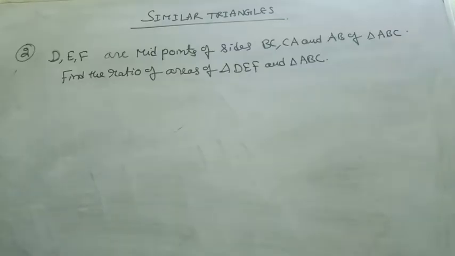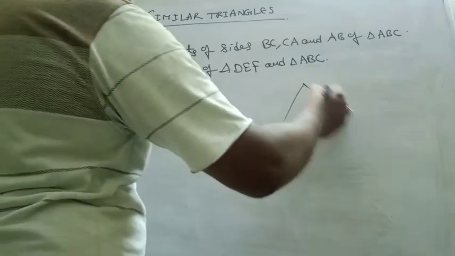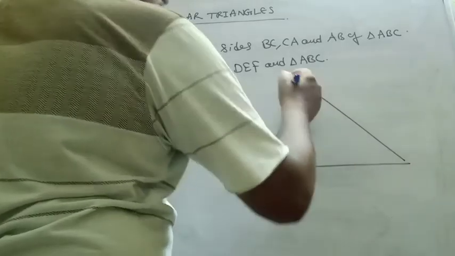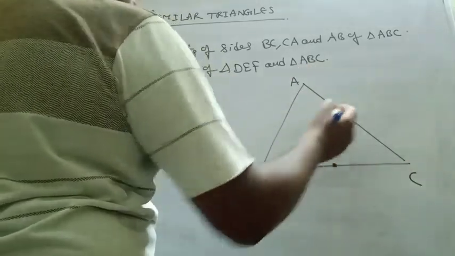See the next problem, this is the third problem in your textbook, and this is the second problem in our thing. D, E, F are midpoints of sides BC, CA and AB of triangle ABC. Find the ratio of areas of triangle DEF and triangle ABC. It's a very simple and basic problem, my dear students. We have here this triangle ABC like this. In this triangle ABC, D, E, F are the midpoints.